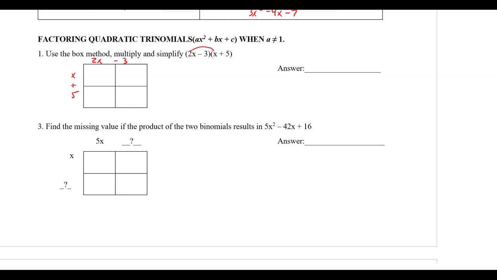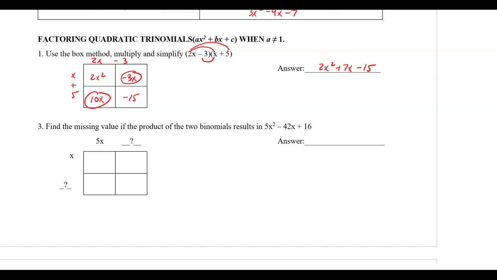what I want you to know is when we multiply the first, we know we get the 2x squared. But then when we go 2x times 5, I get 10x. So when I multiply the outers, I get 10x. When I multiply the inners, I get negative 3x. And then right away, negative 3 times 5 is negative 15. So here, I will get 2x squared, that's going to give me plus 7x minus 15.